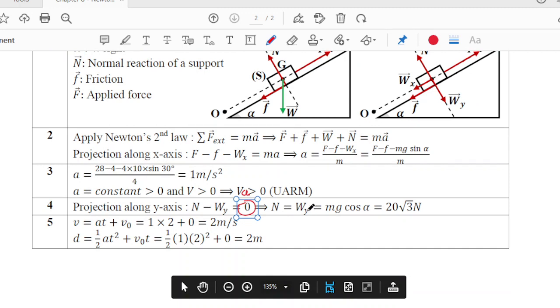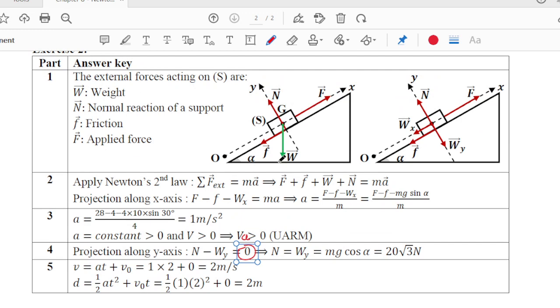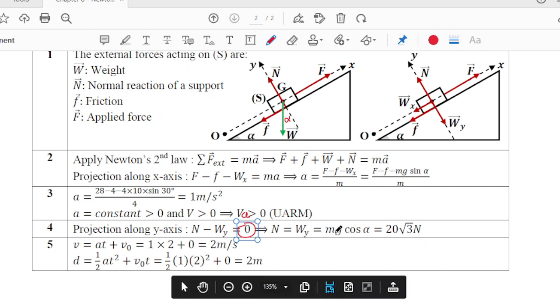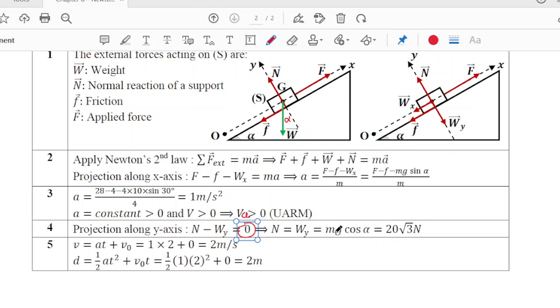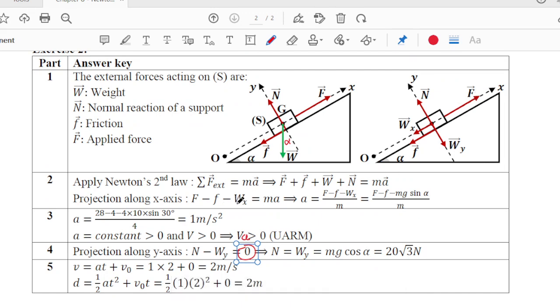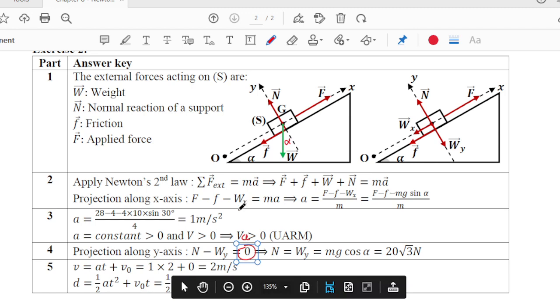Therefore N equals Wy. And we know that Wy is mg cosine alpha. Alpha is the angle between W and the y-axis. In magnitude, always, Wx is mg sine alpha and Wy is mg cosine alpha. Also here, if the object is moving up the inclined plane, we have minus Wx, because the weight is always downwards. But if the object is sliding down, it becomes plus Wx.